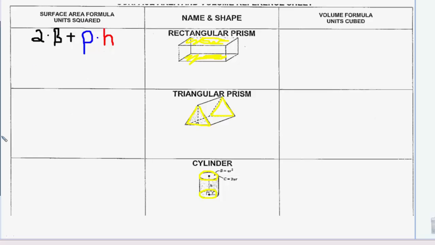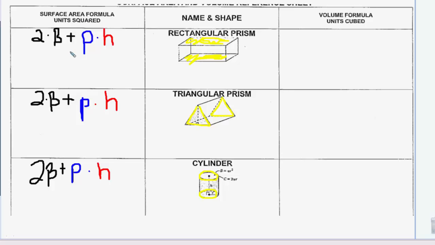And this is exactly the same for every prism. There's two bases, so you're going to take 2 times the area of the base, this funky B, plus the perimeter of the base times the height. Okay? And it's going to be the same for this circle. Okay. So, it can't be that easy, right? We've got to break these apart.